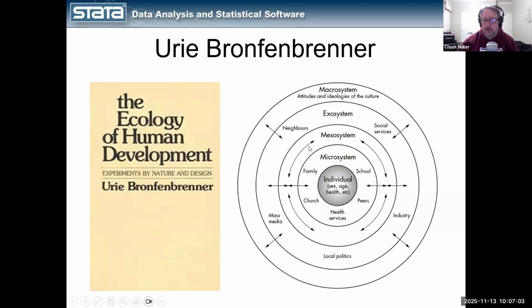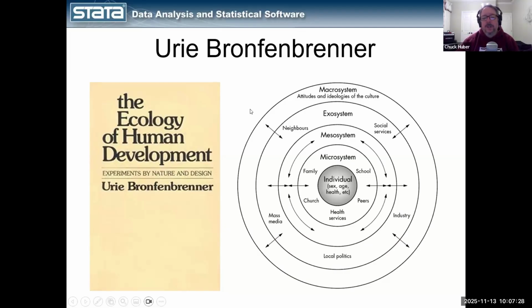And he sort of systematically defined this as being kind of a microsystem immediately around the individual, your family, your school, your church, your peers, and things like that. And then a mesosystem around that, and then an exosystem around that, maybe your neighborhood, the media, things like that. And then a macrosystem that includes things like your overall culture and attitudes and ideology.